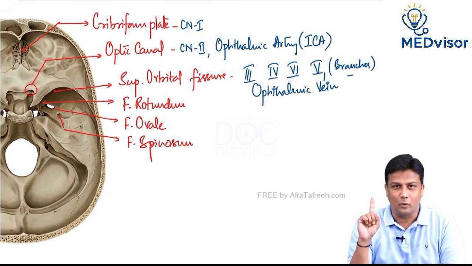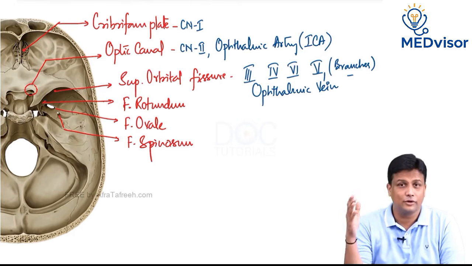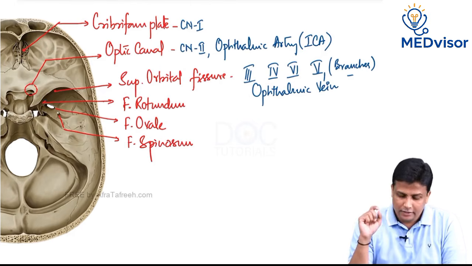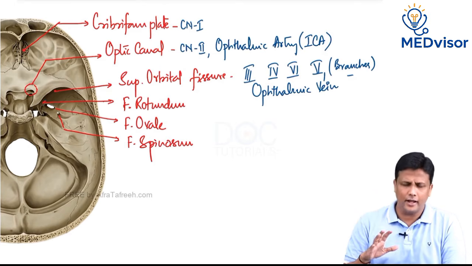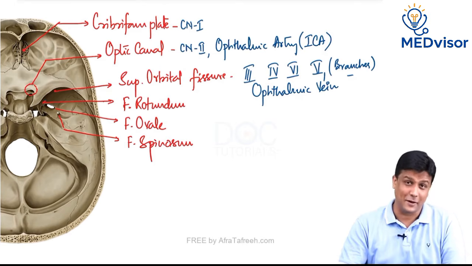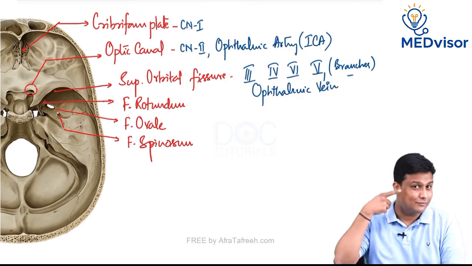So cribriform plate number 1, optic canal number 2, and then superior orbital fissure 3, 4, 6 and even 5-1. So keep an eye on that one. All the cranial nerves are actually passing in order. And till now we have completed 6 cranial nerves. But the 5th one is incomplete. Trigeminal nerve is incomplete till now. Only 5-1 we have learned.